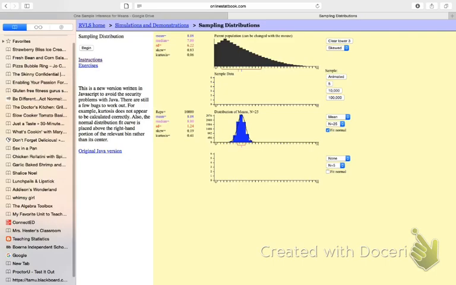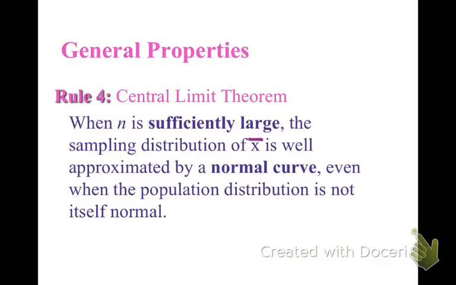All right, so let's go back to our notes and look at the last property that we're going to talk about for sampling distributions for means. Rule 4 is called the central limit theorem. The central limit theorem states that if our sample size n is sufficiently large, the sampling distribution of x bar is well approximated by a normal curve, even if the population is not itself normal.